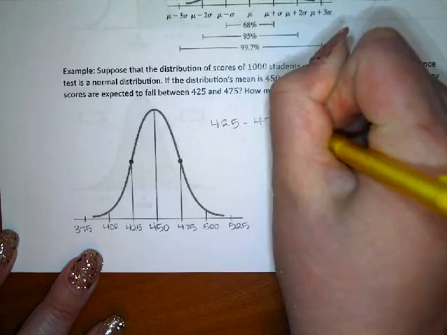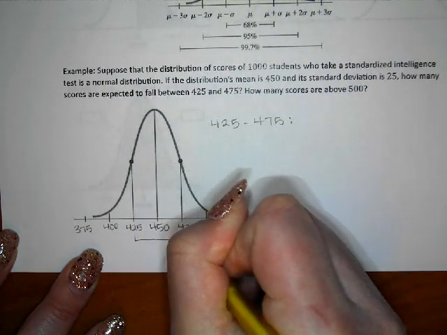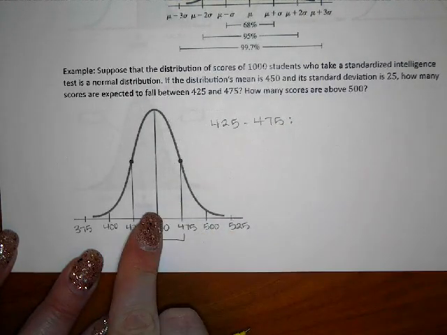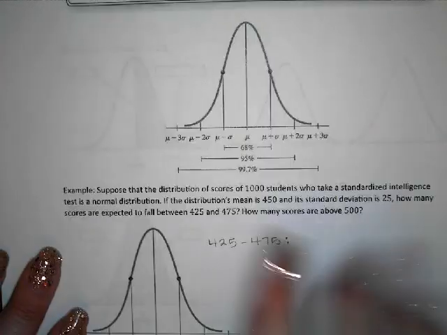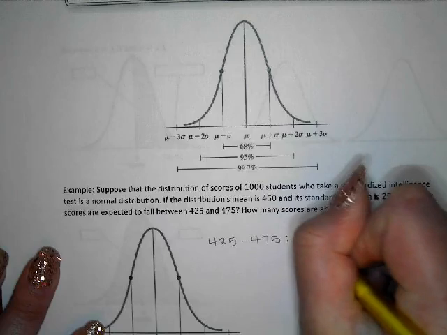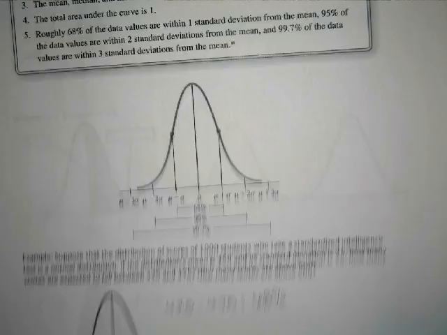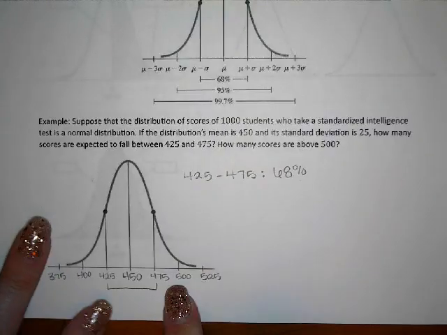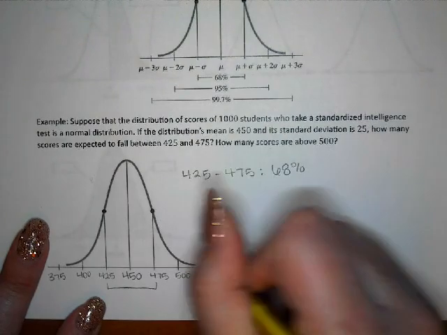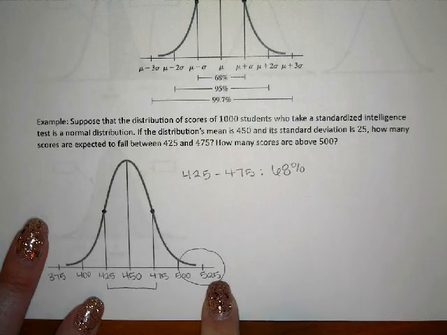So the first question is how many scores fall between 425 and 475? 425 to 475 is down 1 standard deviation and up 1 standard deviation, and that is 68%. So 68% of the scores are up a standard deviation and down a standard deviation. For the other one, we're looking at how many of the scores are above 500. That's all these over here. And for this, we have to do some math.